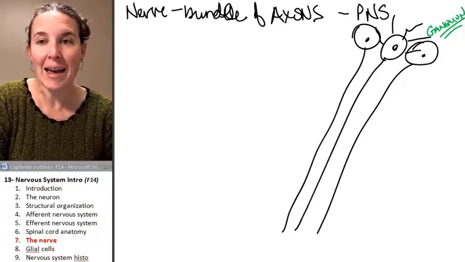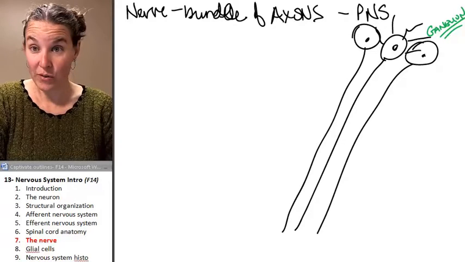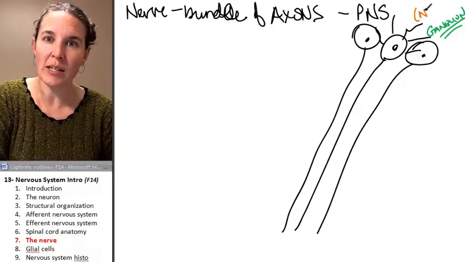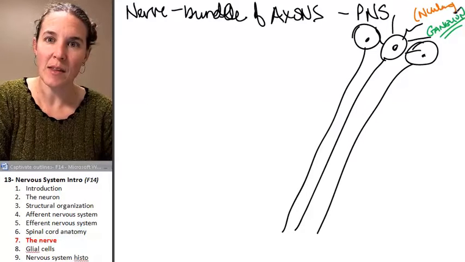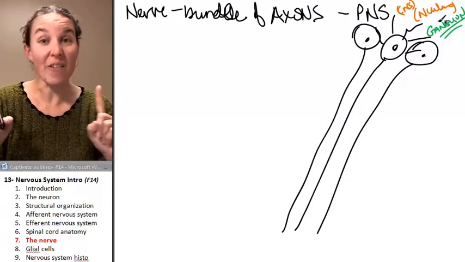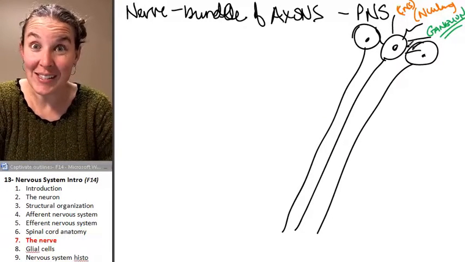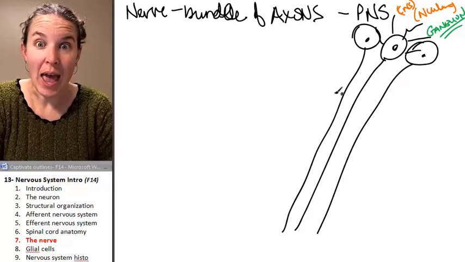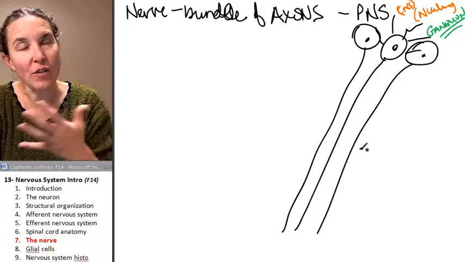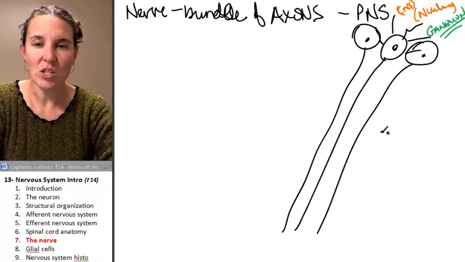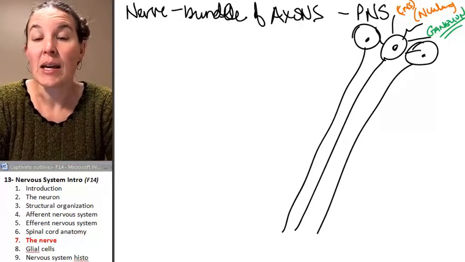And if it's in the central nervous system, what's it called? It could be a nucleus. That says nucleus if it's in the CNS. You could have a nucleus in the central nervous system, and a nerve, because the nerve could travel to the peripheral nervous system. So let's do some definitions.